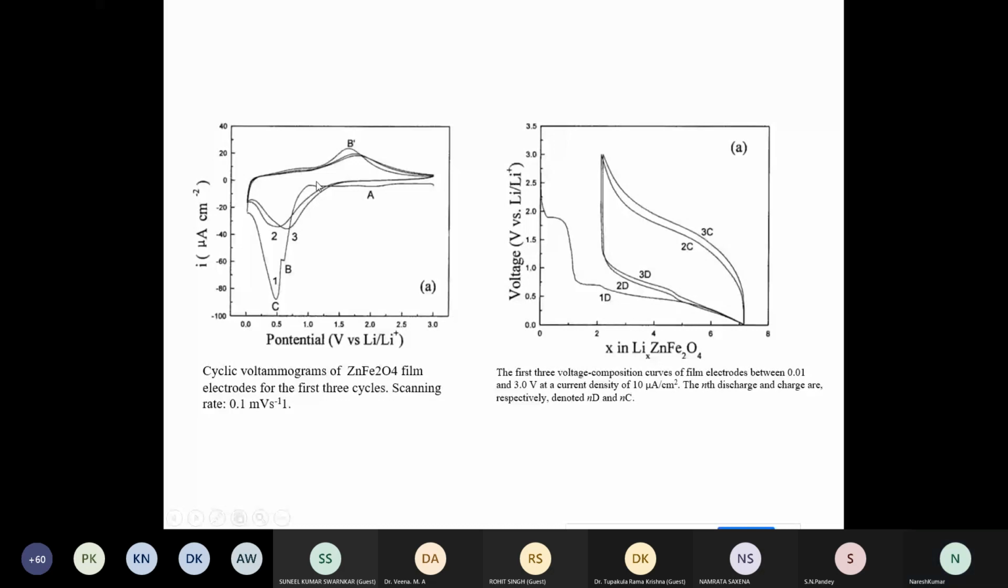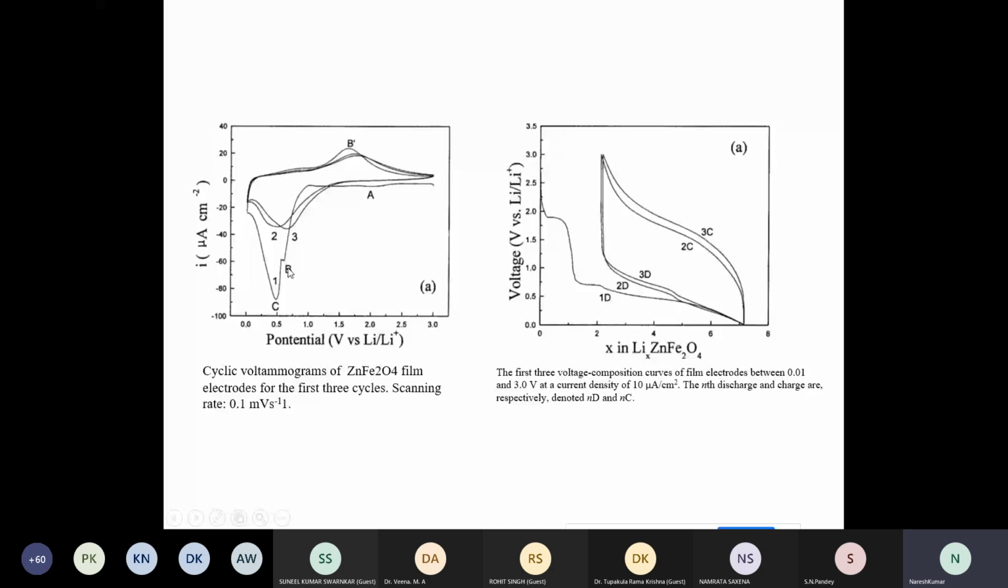So that means the first cycle is basically showing a reduction in peak. When I go from the 1st to the 2nd cycle or the 2nd to the 3rd cycle, these peaks, this B and C peak, are either shifting towards higher voltage or getting diminished. These B or C peaks may be due to reduction or oxidation of ferric ion in my zinc ferrite.